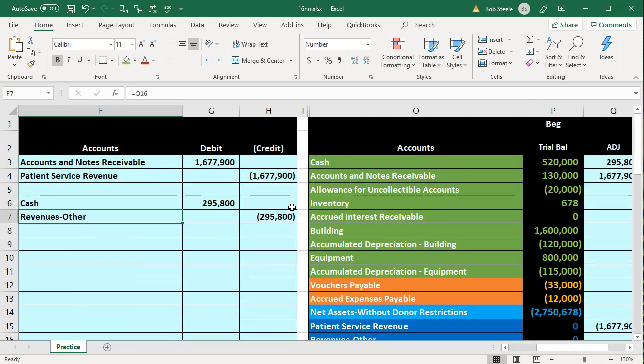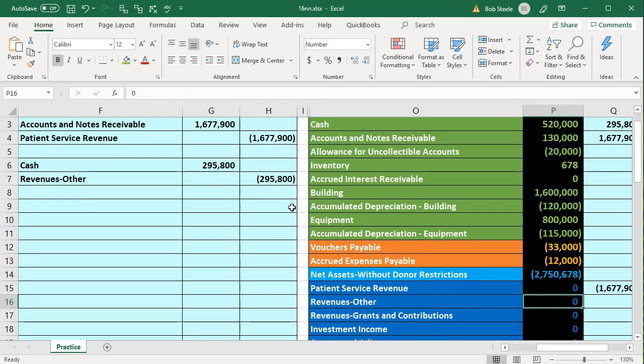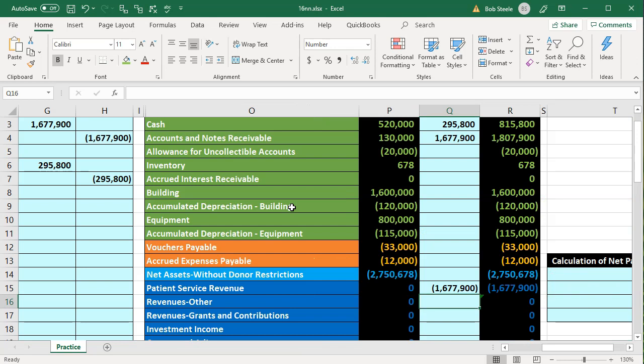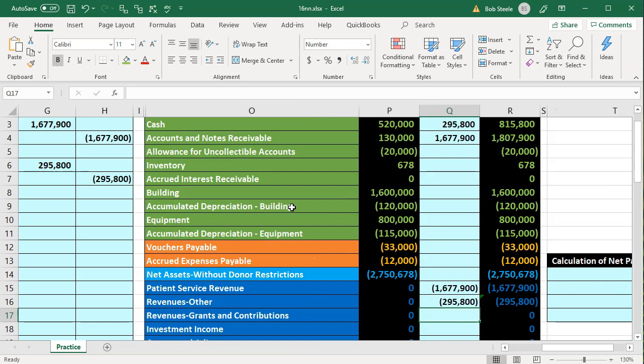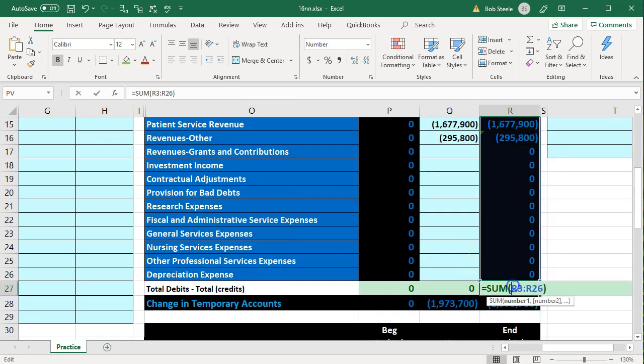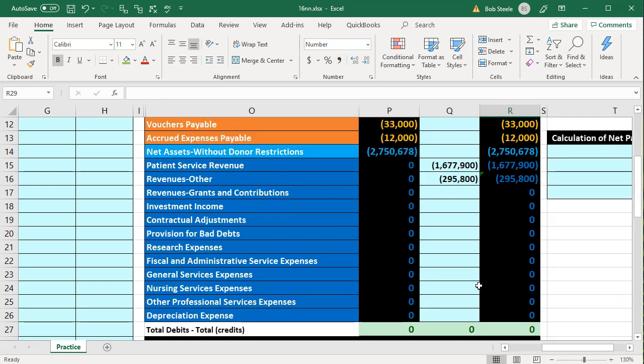Then we're going to go to the revenue other. So the other side is going to be down here in the revenue account. So we're in revenue other. We're going to be in cell Q16. Within Q16, we will say equals. Scroll back over and pick up the revenue of that 295,800 and enter. And there we have that. Once again, let's check if we're in balance given by the green zeros. Looks like we are. We see that there's an increase to the temporary accounts, the equivalent to what would be the net income account.